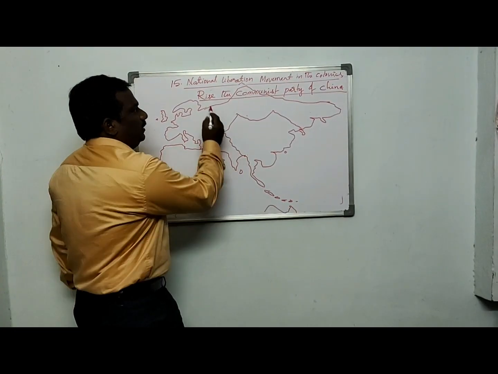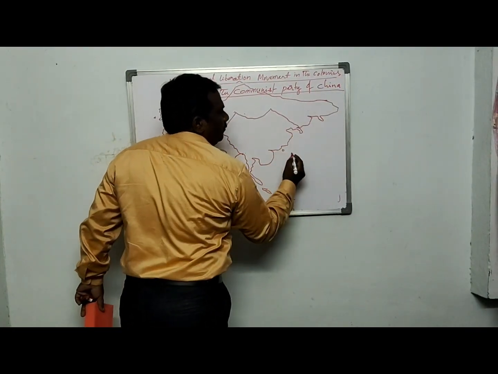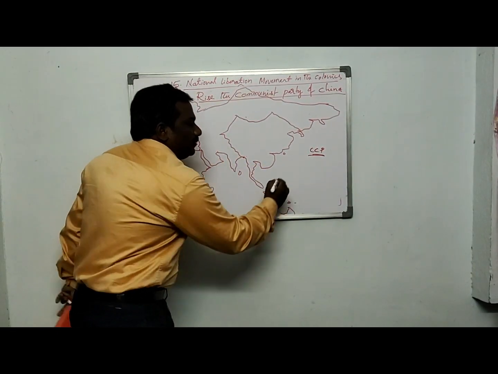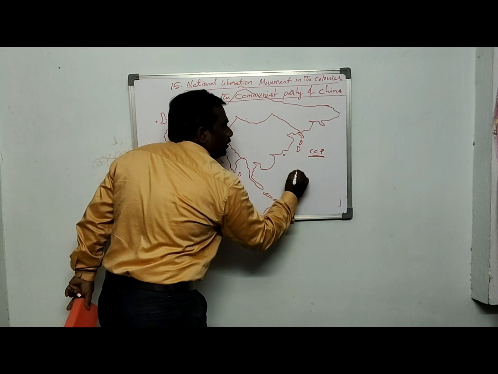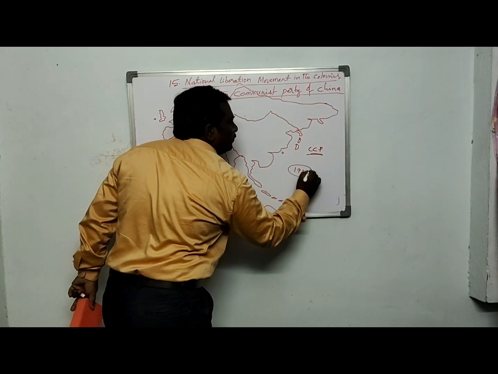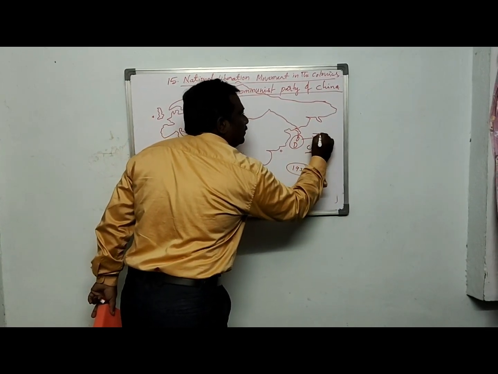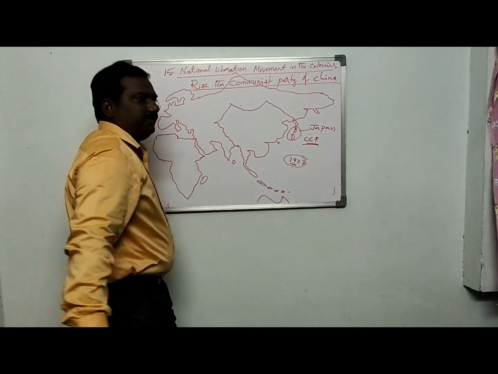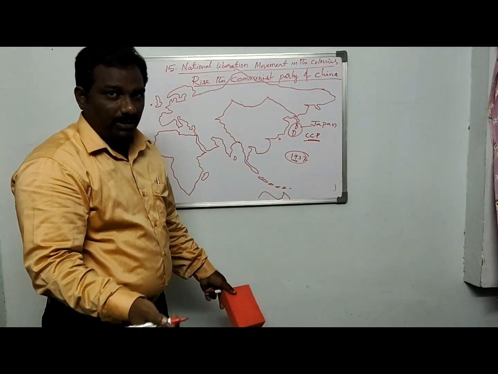So now let us see the rise of the Communist Party of China, CCP. Children, in 1937, this is Japan. When Japan attacked China in 1937, the Kuomintang party retreated.